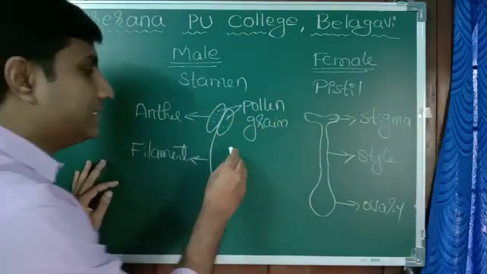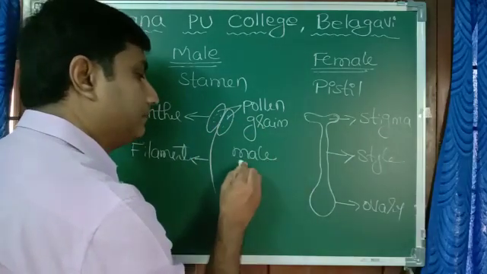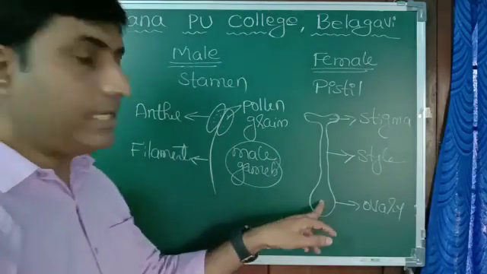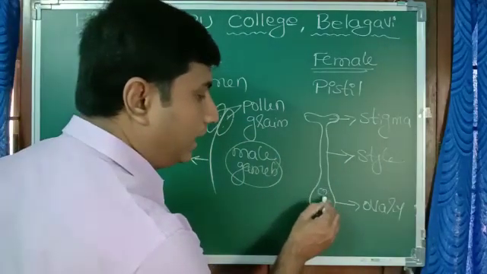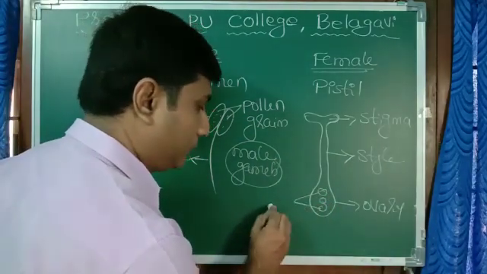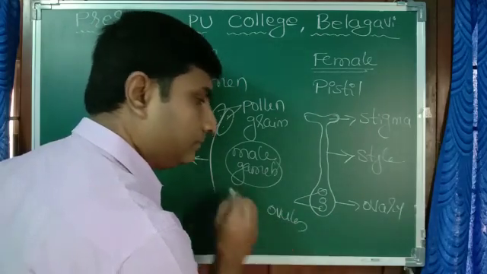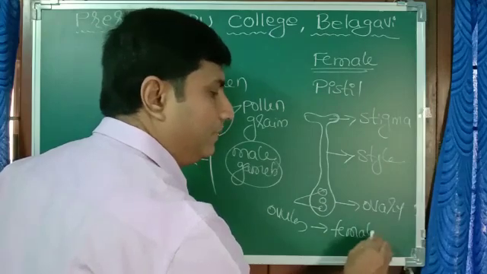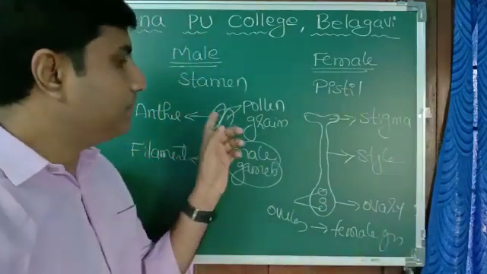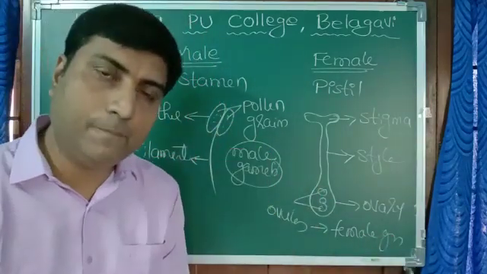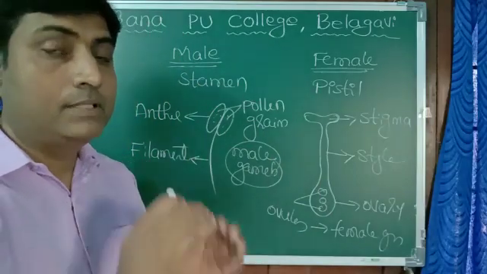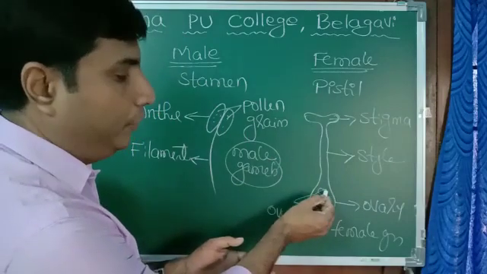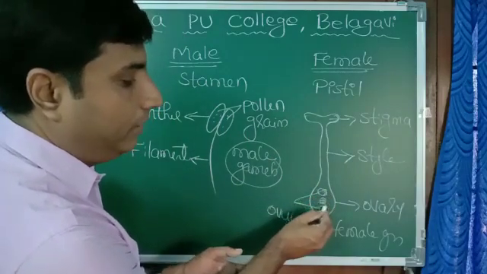And pollen grains contain male gametes. Inside the ovary, there are ovules. And ovules contain the female gamete, the egg. Female gamete means egg. So the male and female gametes fuse together to form a zygote. The zygote will develop into a seed. So the ovule will develop into future seeds.